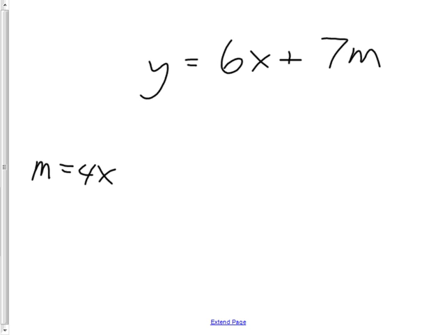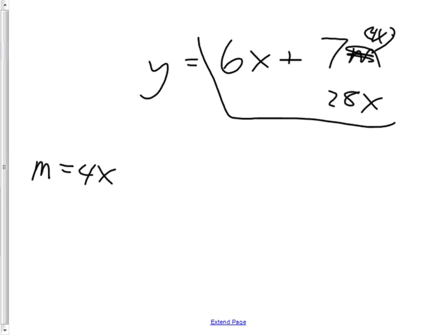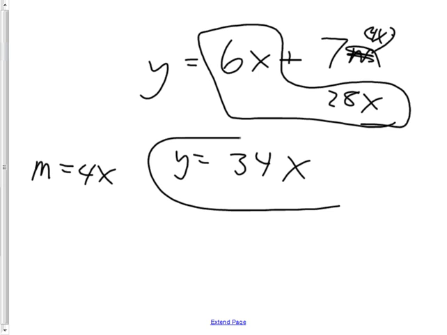Okay, everybody's getting it. Y equals 34x, because I put the 4x in here, and that makes 28x, and then you put the 28 with the 6, and you get a total of 34 x's. All right, that's making something a function of x.